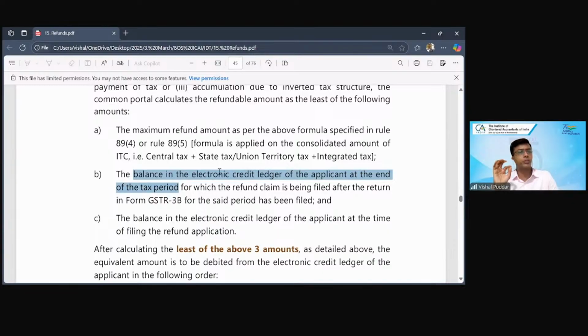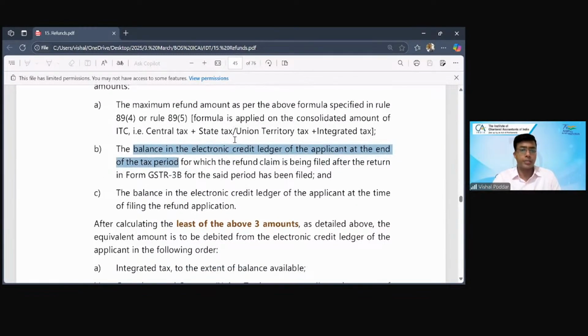When I file the refund application for the month of Feb, how much maximum refund can be granted? The law says the least of three. One, the refund amount that I'm getting as per the formula. Now remember, this formula which I have applied is for the figures of February month because I'm filing the refund application of February. So the net ITC is of February, the numerator is of February. For February month, I have taken all the figures and computed the refund amount.